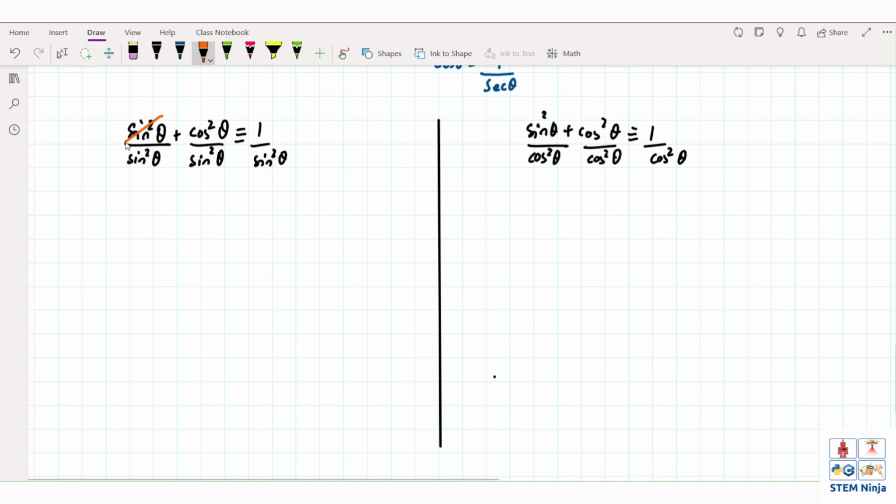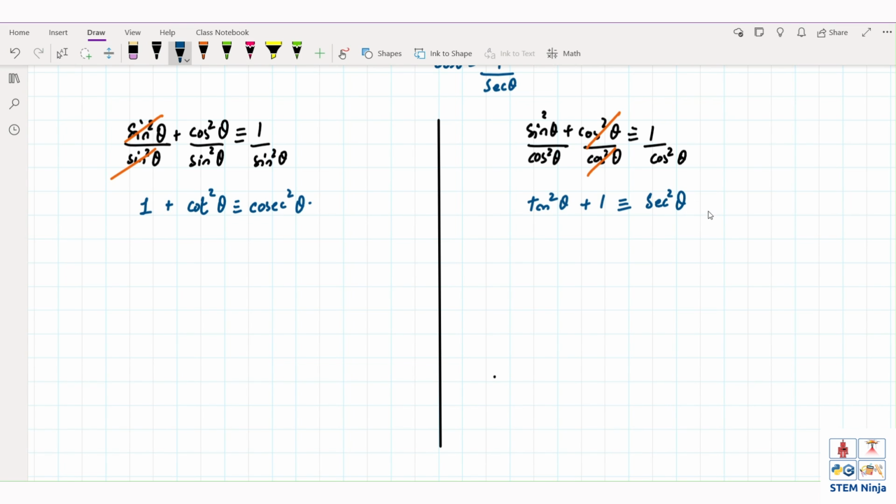Now, sine squared theta over sine squared theta cancels out to become 1, plus cos squared over sine squared is cotangent squared, identical to 1 over sine squared, which is cosecant squared theta. Similarly, this one becomes 1, but sine squared over cos squared is tan squared theta, so tan squared theta plus 1 is identical to 1 over cosine squared, which is secant squared theta.